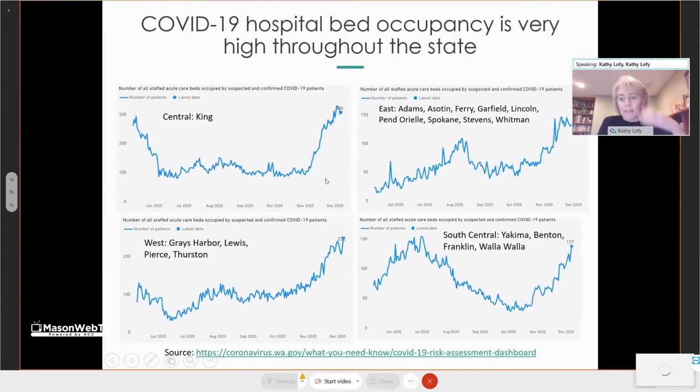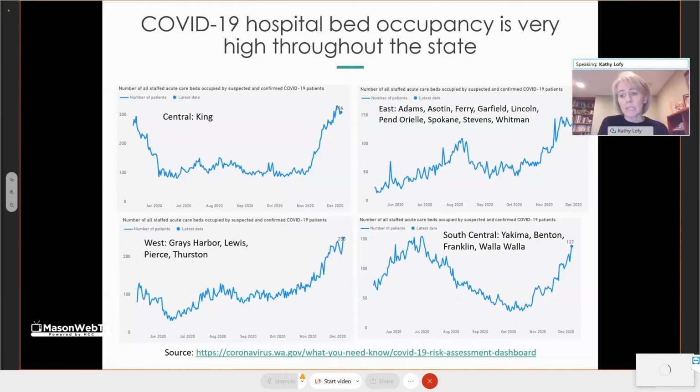This is the same graph that I just showed you, but it's broken down by different regions within our state. And I just wanted to make the point that COVID-19 hospital bed occupancy is very high throughout the whole state. So in the summer, when we were just seeing a lot of activity in Central Washington, it was a little less concerning because we knew we could move patients from Central Washington out to Spokane or over to the Puget Sound area if they ran out of hospital beds. But what's really concerning this time around is that we don't have that.